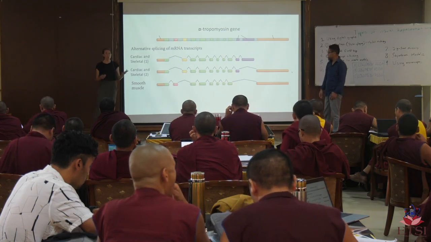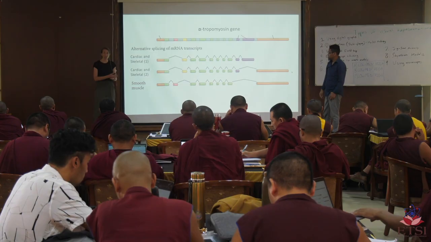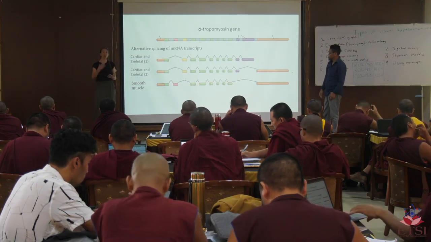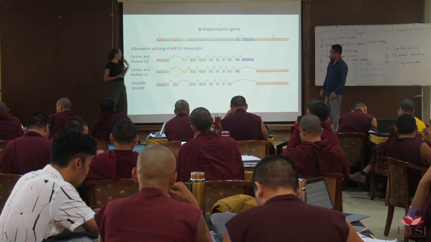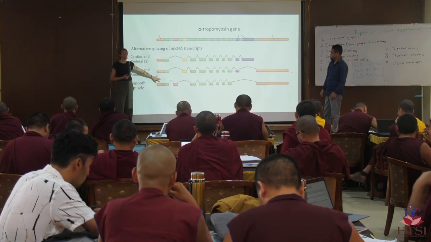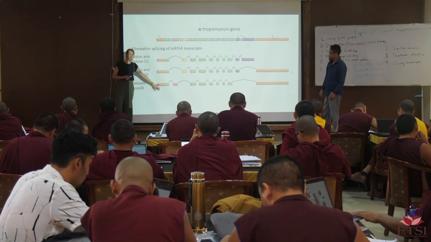And this is interesting because sometimes when we're first learning genetics, we learn that there'll be one gene and that will make one mRNA and that will make one protein. And that does happen sometimes. However, there are many cases such as this where actually, even from one gene, you can make many different mRNAs and proteins.